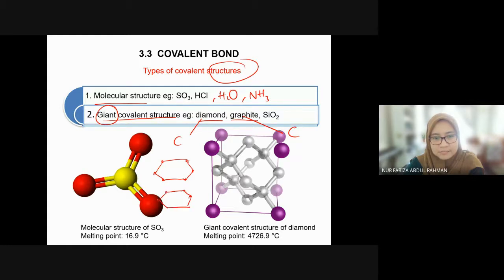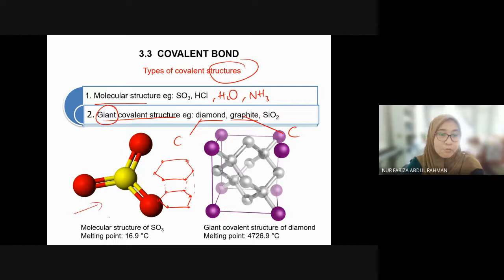This is carbon. So this is what we call the attraction. It is not as strong as compared to diamond. But it is giant. Giant means it is a pack of atoms arranged in a certain structure form. Alright.